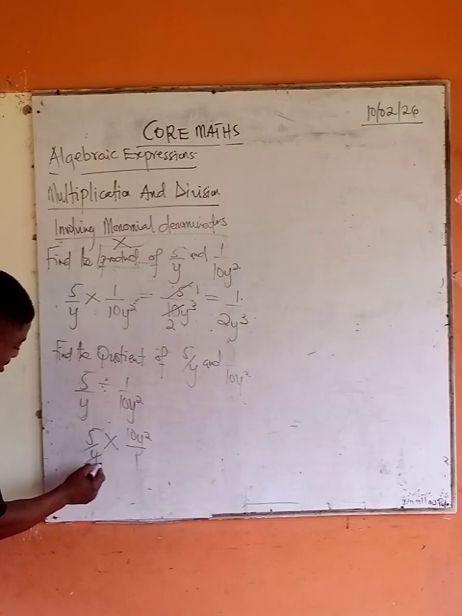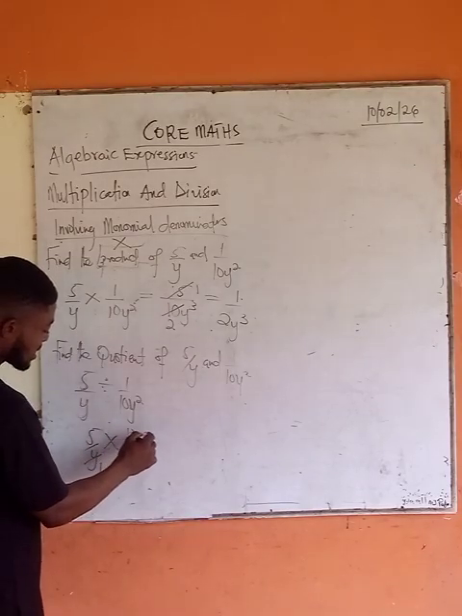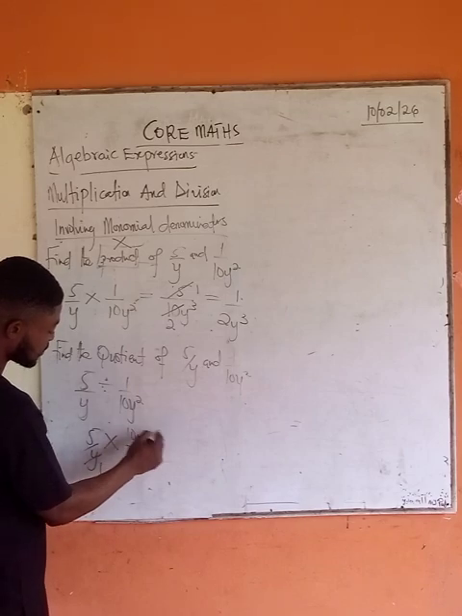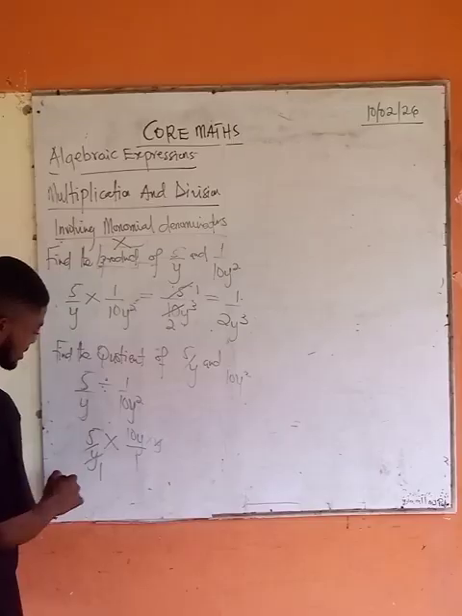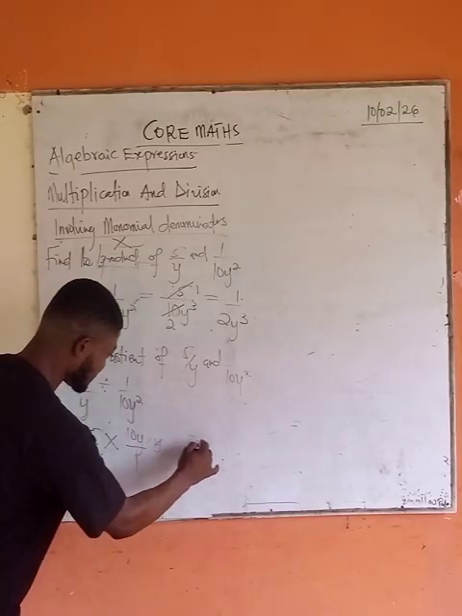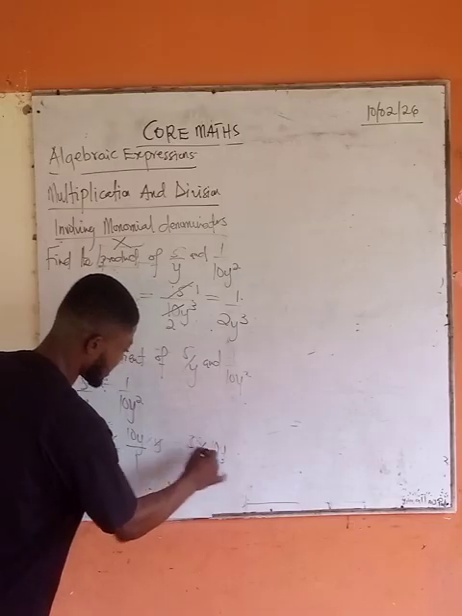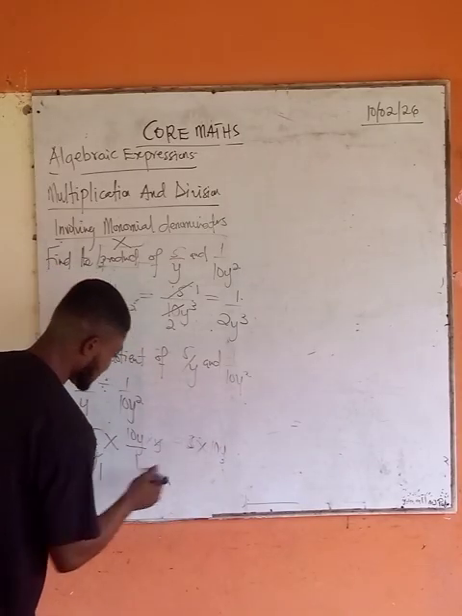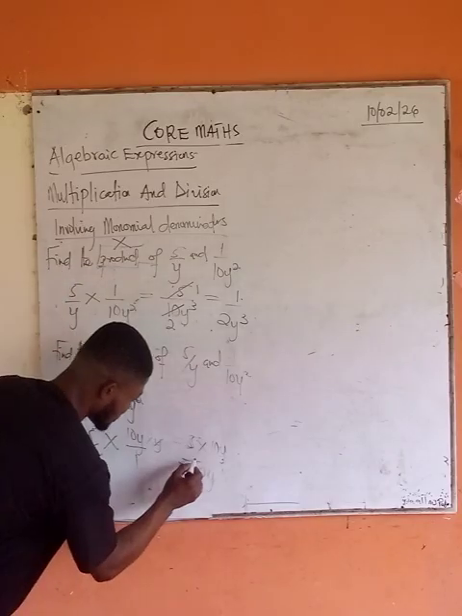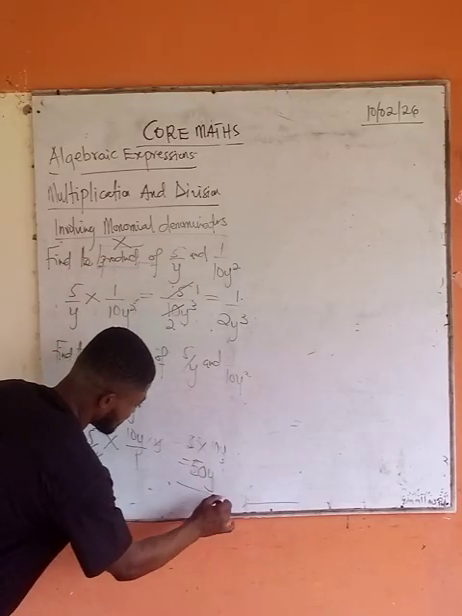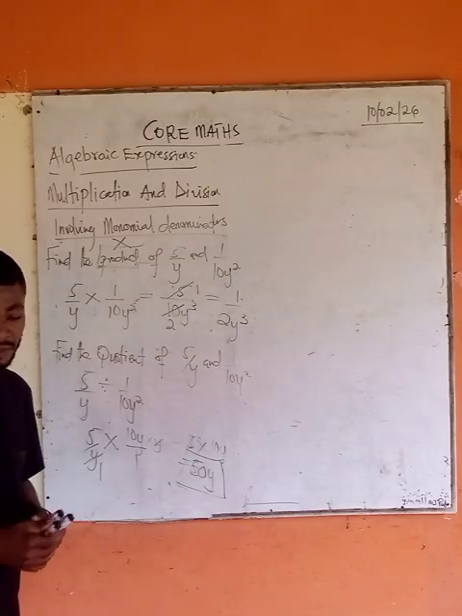y goes into y once, and y goes into y squared one time, so the power is 2 minus 1, leaving one y. So I have 5 times 10 on the y, and 5 times 10 gives me 50, times y, which is 50y.